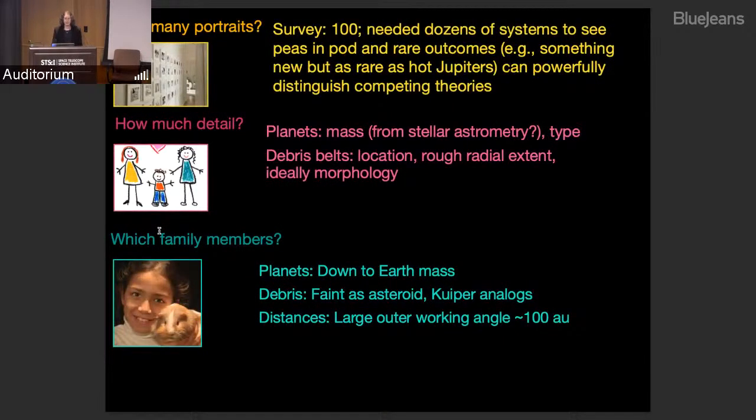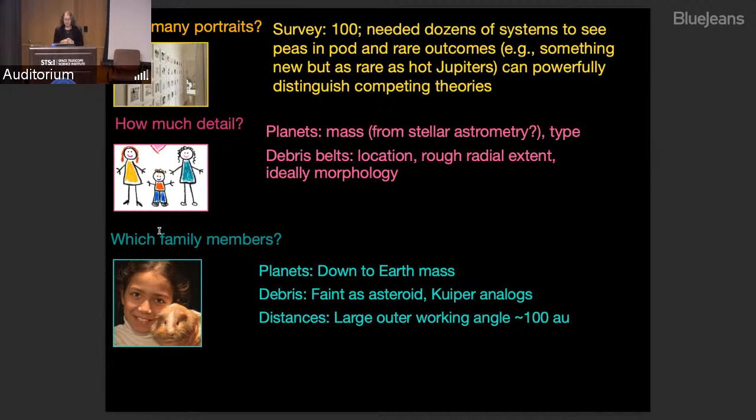So how many portraits do we need? I'm going to suggest that we should aim for at least 100. And part of this comes from, we needed dozens of systems to see, for example, the peas in a pod similarity that we've mentioned. And we need that number of systems to be able to see rare outcomes, like something new but that's as rare as a hot Jupiter, which can be very powerful in distinguishing competing theories.